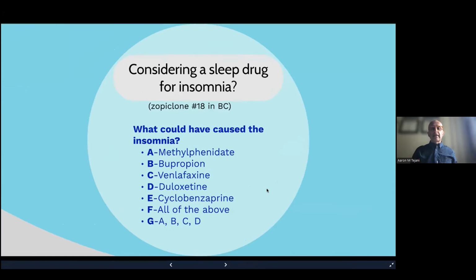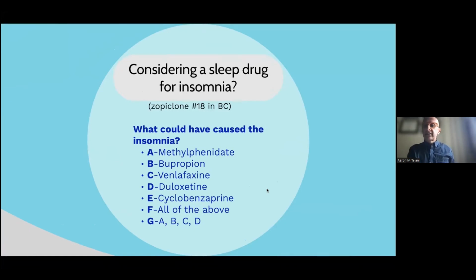And getting close to the end of our list. So, considering a sleep drug for insomnia, zopiclone is the number 18 drug prescribed in BC. And what could have caused the insomnia? Methylphenidate, bupropion, venlafaxine, duloxetine, cyclobenzaprine, all of the above, or A, B, C, and D.